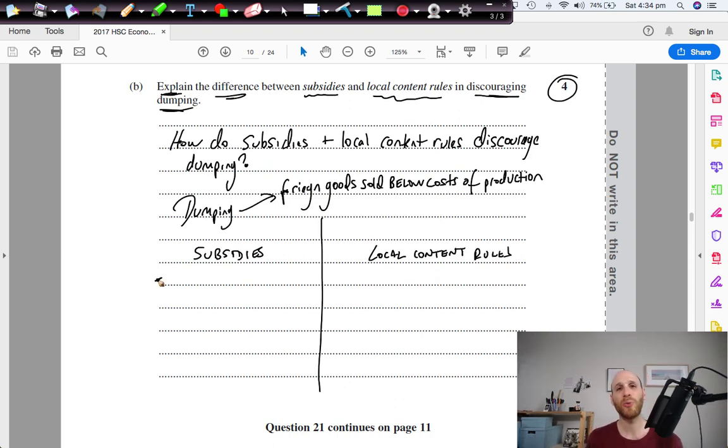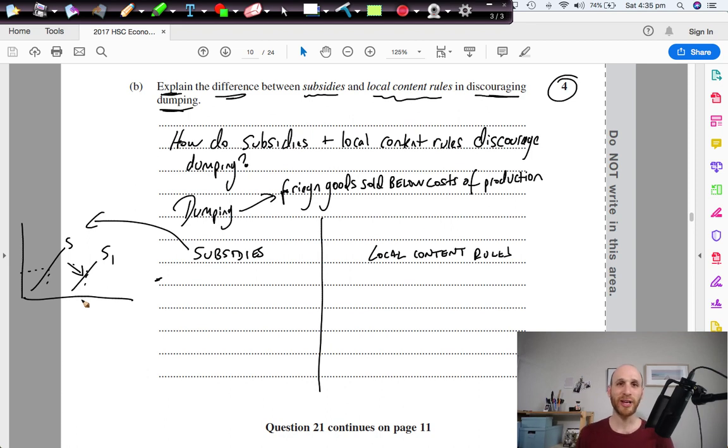So what do we know with subsidies? Well, if we think about the way subsidies work, we know that with a subsidy, it's going to reduce the price that it costs domestic producers to make goods and services. So it will reduce the cost of locally produced goods and services. And that movement down in price will hopefully match or even beat the price of dumped goods on a domestic market.